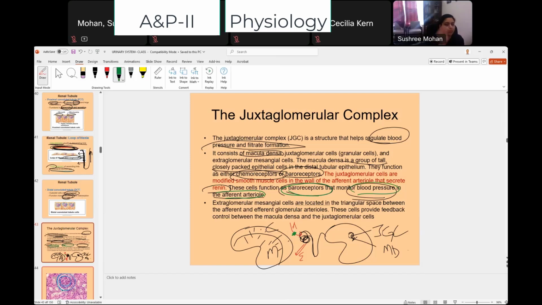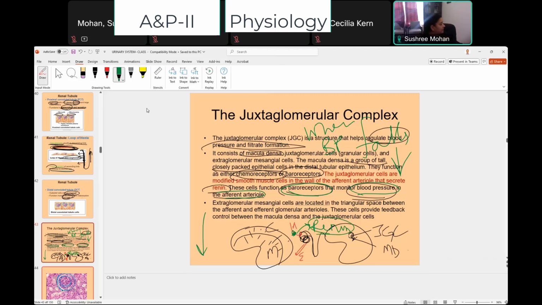They can monitor blood pressure. When the blood pressure falls, these cells which are present in the afferent arteriole of the nephron detect it. They get activated and they secrete renin. As soon as they detect that the blood pressure is going down, you are having hypotension, immediately these cells, the macula densa cells of the JGC region of the afferent arteriole, will start producing renin.